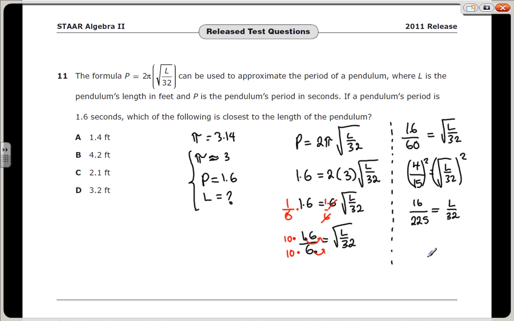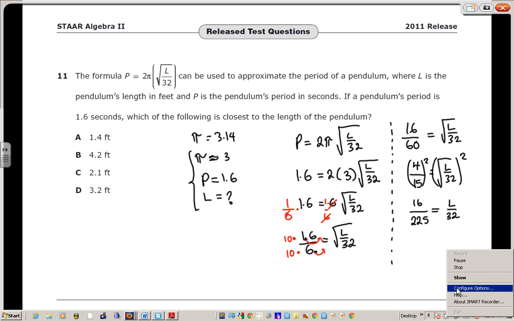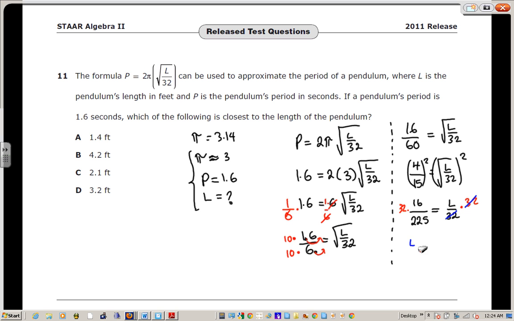And then to get, alright, so we're just going to cross multiply here to get the L by itself. So actually, we don't need to cross multiply, just multiply both sides by 32. So times this by 32, and this side by 32. Okay, and then you notice this cancels out, and then we're going to have L equals 32 times 16 over 225.